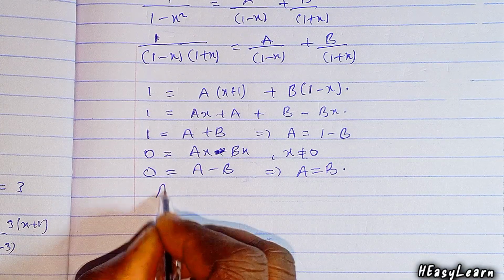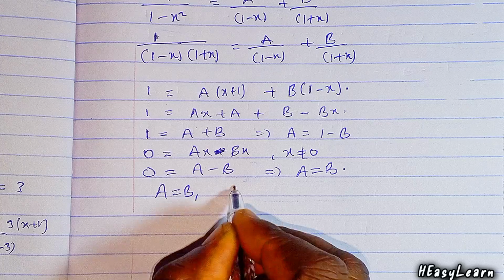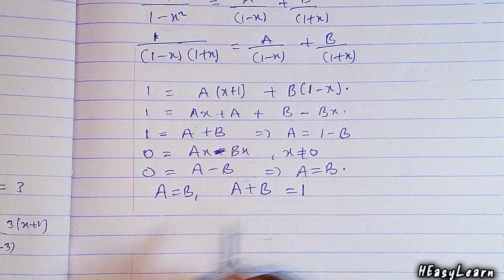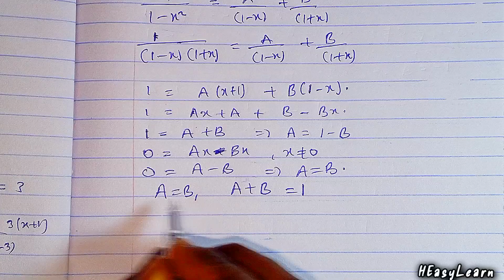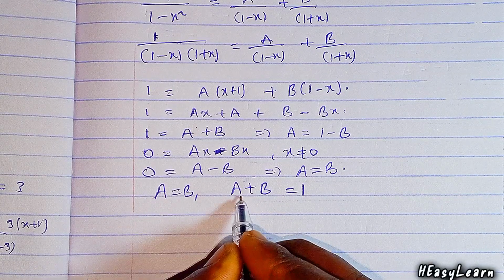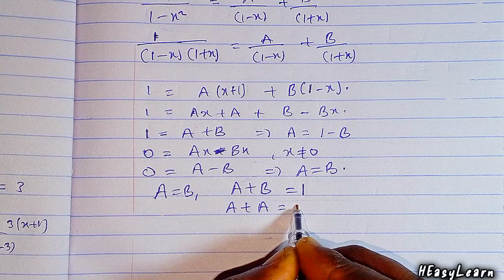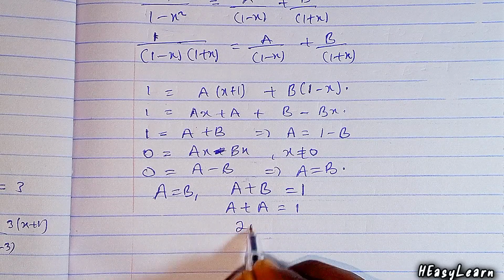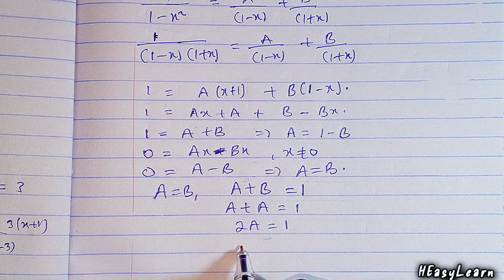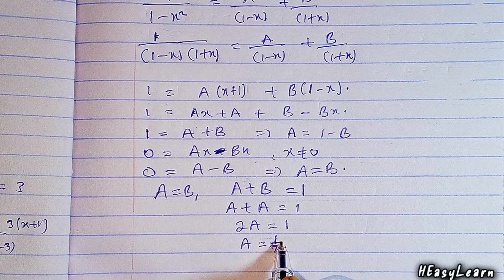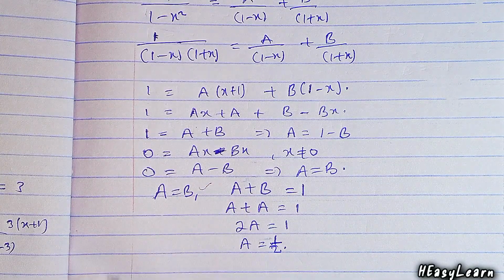So look at the relation: a is equal to b. When we add a and b, we have 1. What must a be? So in this case, since a is equal to b and a plus b equals 1, we have 2a equals 1. a is equal to half. But from here, what do we have?